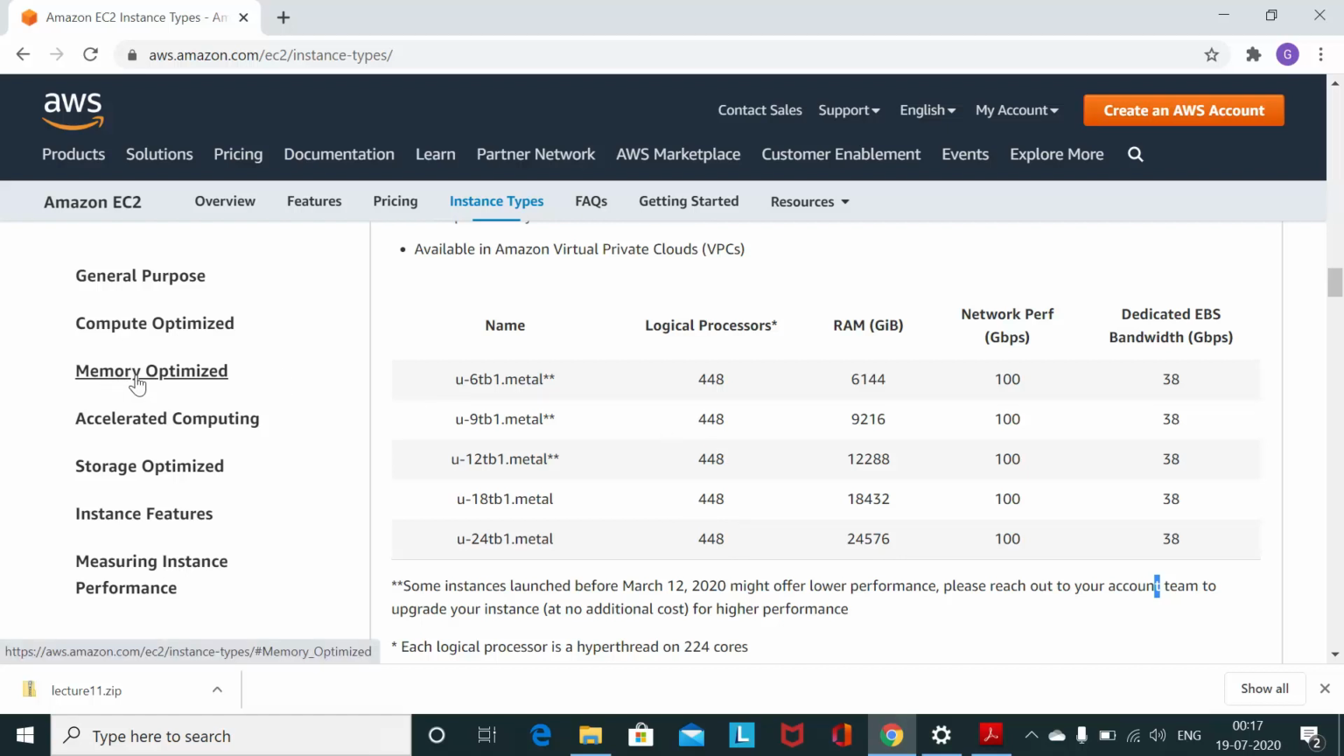So basically, this class of instance, memory optimized instance, would target applications that need to process huge workloads and require a large amount of memory.